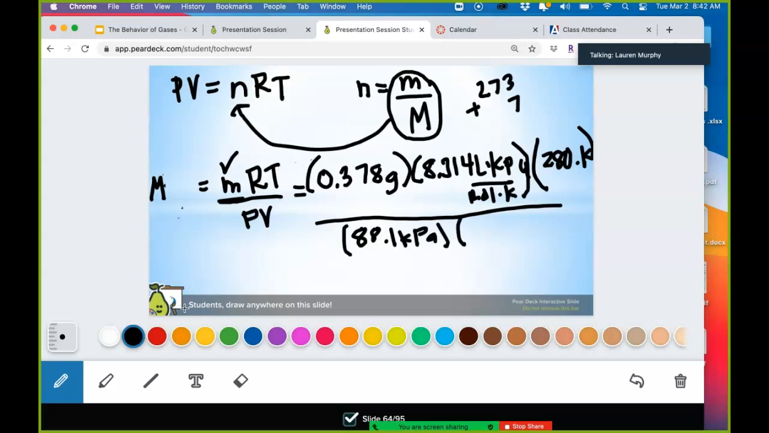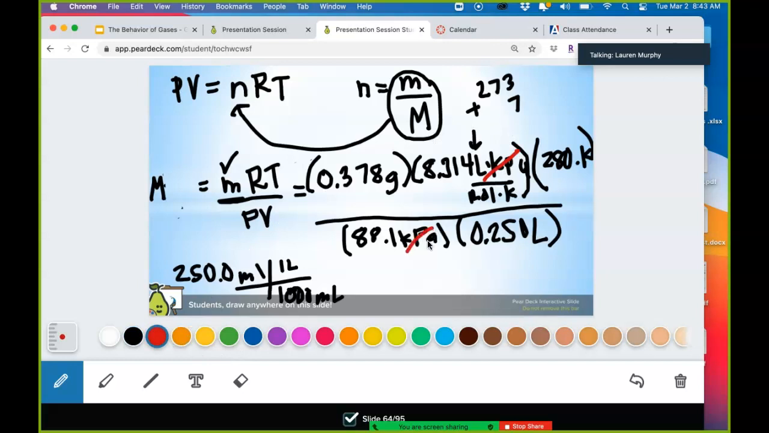And the volume was 250 milliliters. Now, you cannot leave the 250 in milliliters. If you don't know this, there are 1,000 milliliters in 1 liter. So that's 0.250 liters. The reason is that the R constant has volume in liters, not milliliters. In order for the units to cancel out, you have to be in liters. So let's look at the units. Kilopascals on the top, kilopascals on the bottom. Liters on the top, liters on the bottom. Kelvin on the top, Kelvin on the bottom. Grams divided by moles. That's what molar mass is.